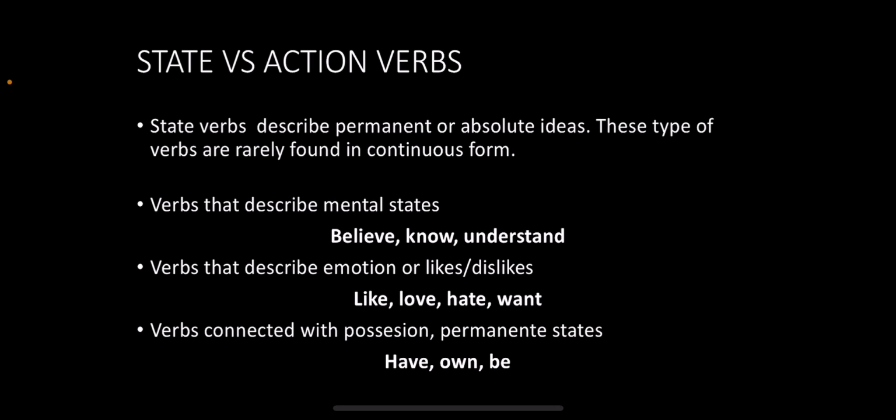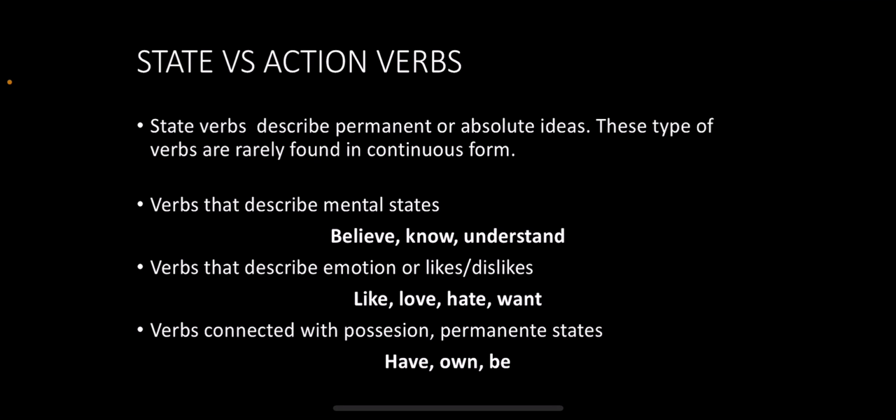So you understand or you don't understand. Believe: I'm believing in God, right? No, you believe or you don't believe. It's not like you're in the process because it's a state. It's a complete thing, right? It's a permanent or absolute idea. Some verbs that describe emotion, like for example, like, love, hate, and want, they also cannot indicate temporality because they are absolute. You like or you don't like. You love or you don't love. Think about your mother.